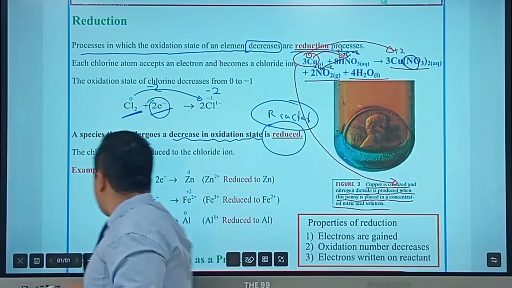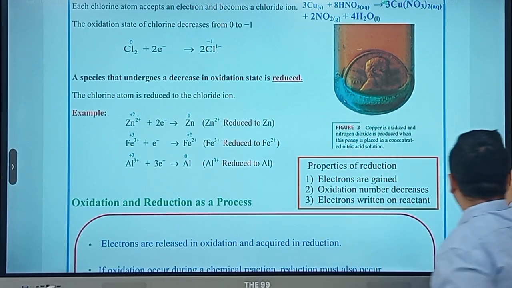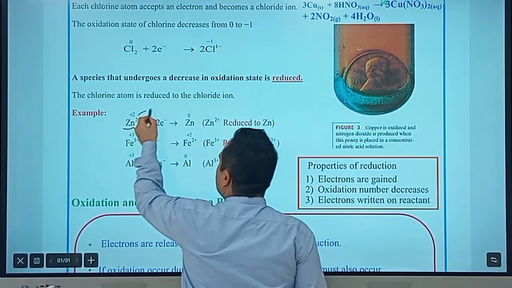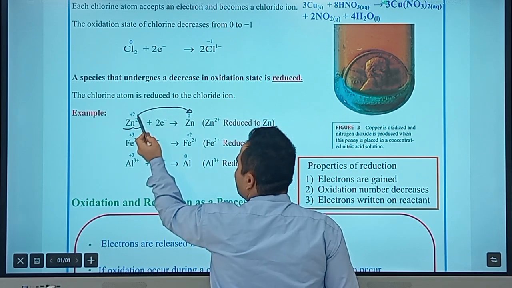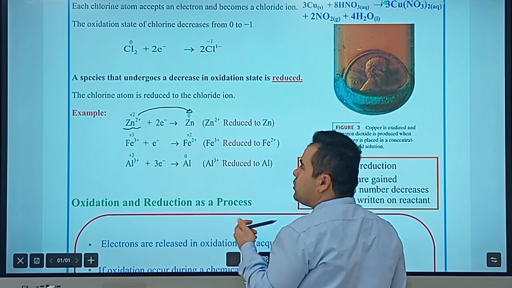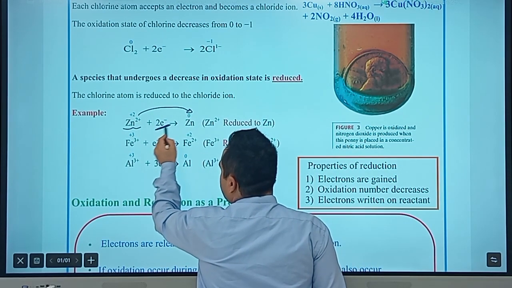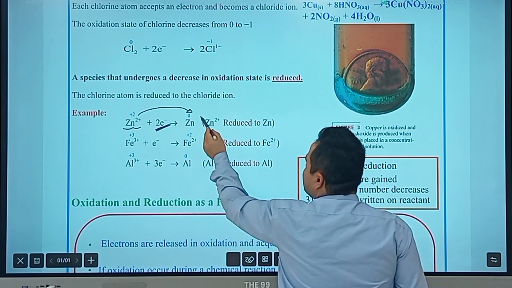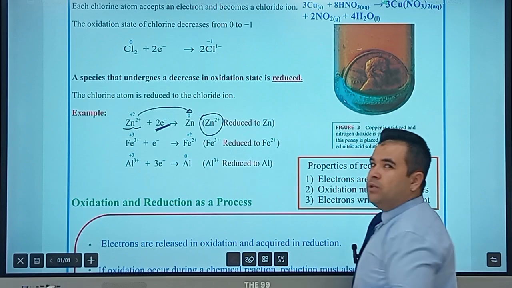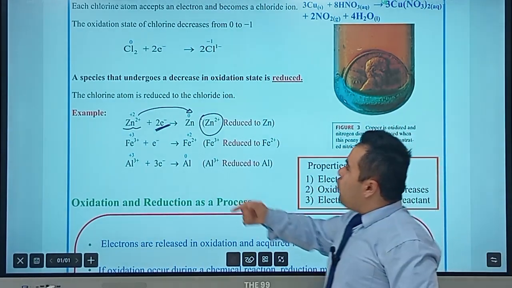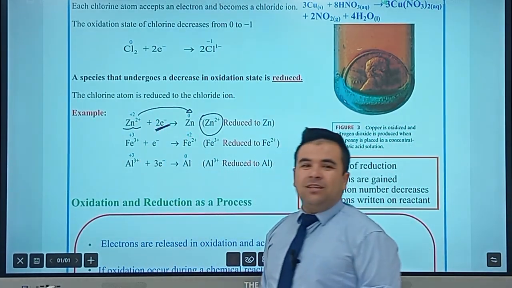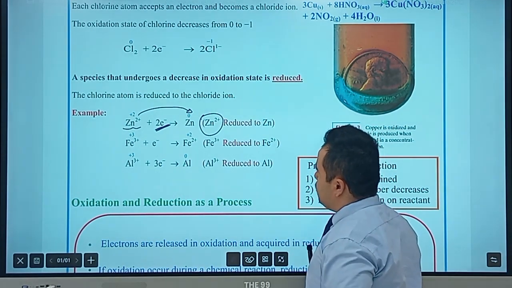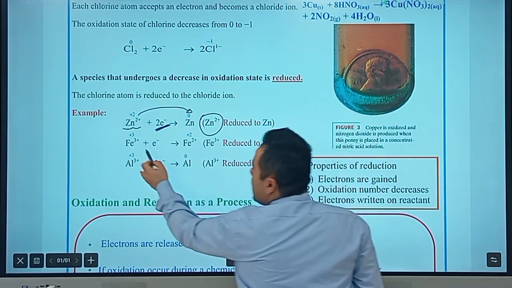Let us provide some examples for the reduction, guys. Suppose Zn positive 2 is reduced to Zn, from positive 2 to 0, reduction. How many electrons must be added to the reactant? 2 electrons, because the difference is 2. And the Zn ion is reduced to the Zn. As I told you, always the reactant must be the one reduced or oxidized. The oxidized and reduced species are on the reactant side.